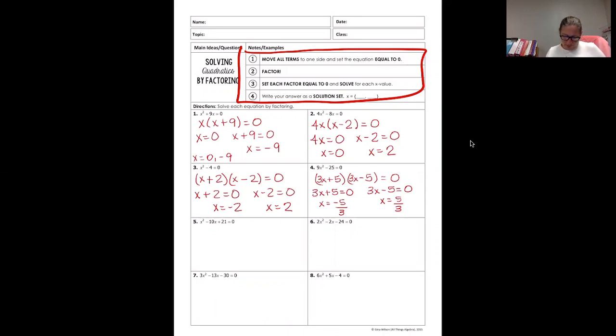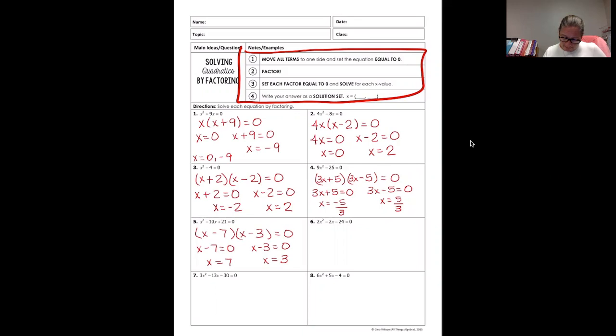We have trinomials without a coefficient of x squared in number 5. So we're going to set two sets of parentheses equal to 0 with x and x, two factors that multiply to give you 21 and combine to give you negative 10, or negative 7 and negative 3. Set each factor equal to 0 and solve. X is 7 and x is 3. There is nothing new in this section. You guys have already done this work in the factoring chapter.